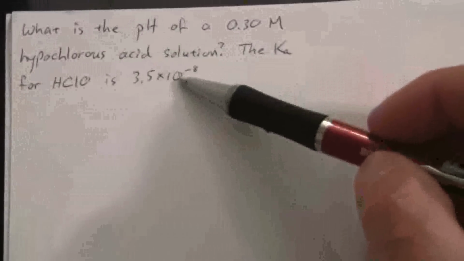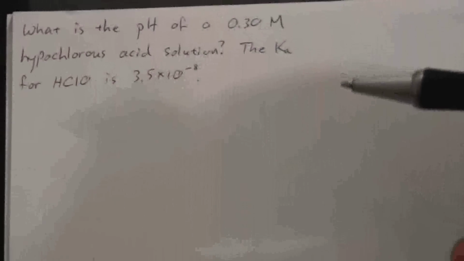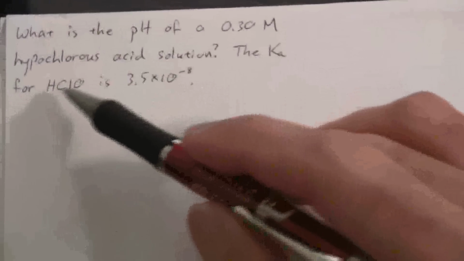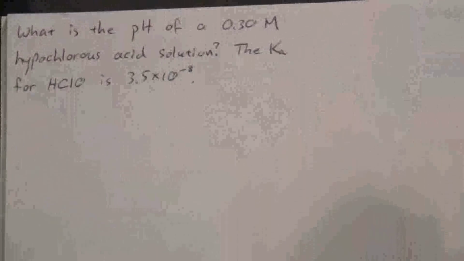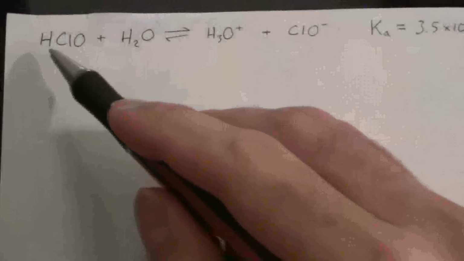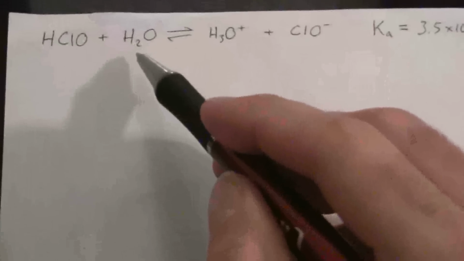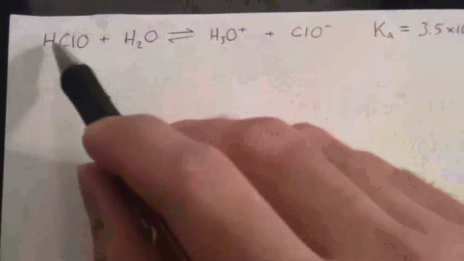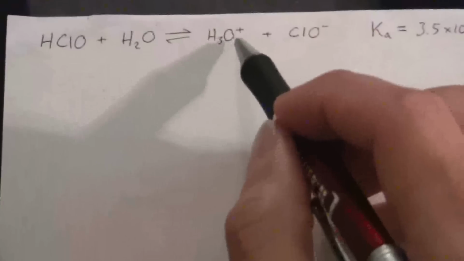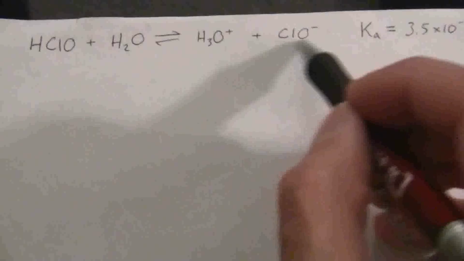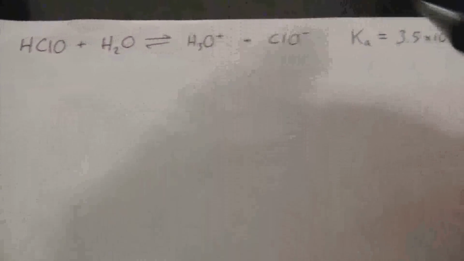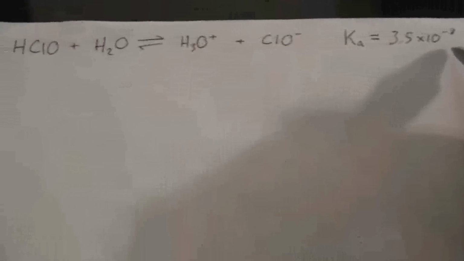given its Ka, we can always write the equilibrium equation for the weak acid. So if you take that weak acid and put it in water, HClO plus H2O is in equilibrium with the proton transferring to the water, and you get H3O plus, a hydronium ion, plus hypochlorite ions. And we have the given Ka.